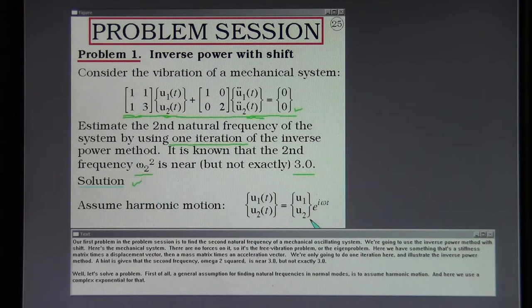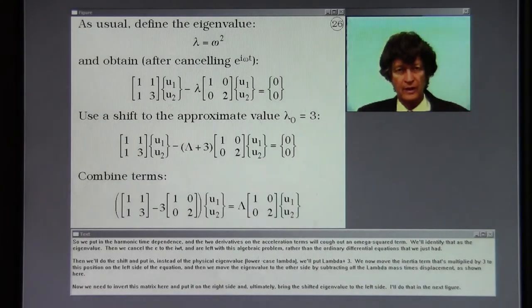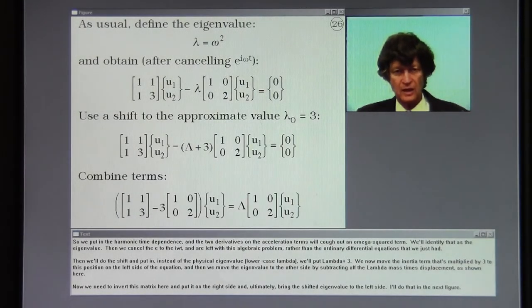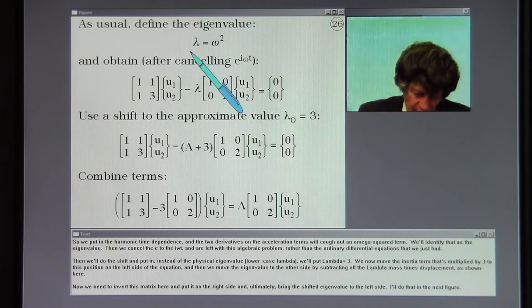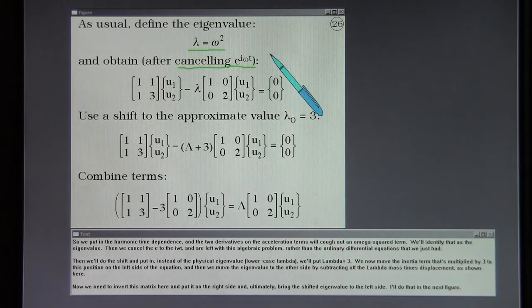First of all, a general assumption for finding natural frequencies in normal modes is to assume harmonic motion. And here we use a complex exponential for that. So we put in the harmonic time dependence, and the two derivatives on the acceleration terms will cough out an omega squared term, we'll identify that as the eigenvalue. Then we cancel the e to the i omega t and are left with this algebraic problem rather than the ordinary differential equations that we just had.